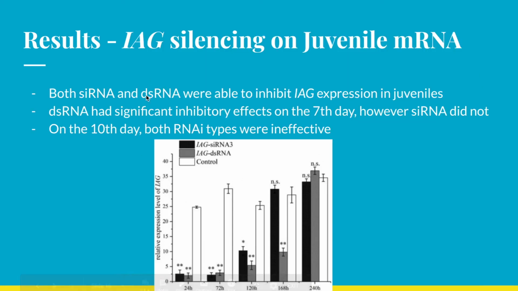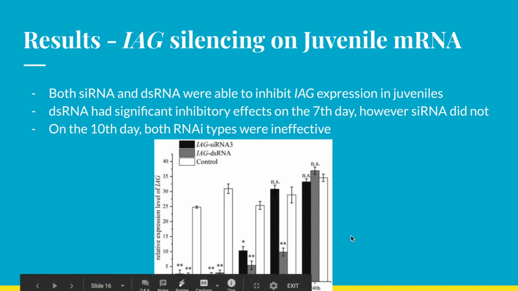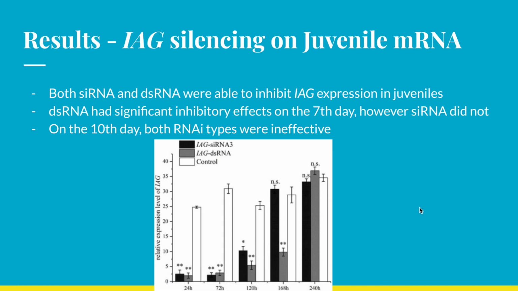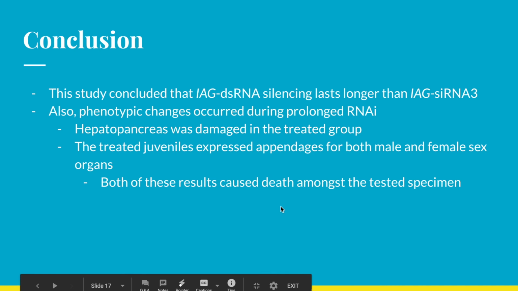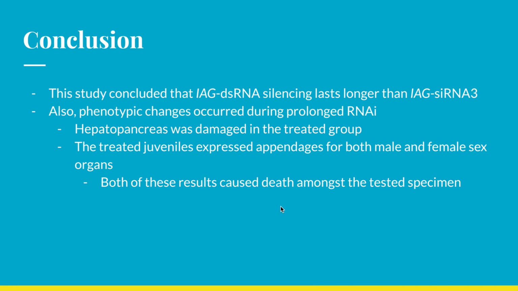The third part tested the IAG silencing on juvenile mRNA. Both siRNA and dsRNA were able to inhibit IAG expression in juveniles. dsRNA had significant inhibitory effects on the 7th day, however, siRNA did not. And on the 10th day, both RNA types were ineffective, as can be seen on this graph. The first 24 hours, they were effective, and then in the 72 hours, 120 hours, and at 168, siRNA3 was ineffective. In conclusion, this study concluded that IAG dsRNA silencing lasts much longer than IAG siRNA3.